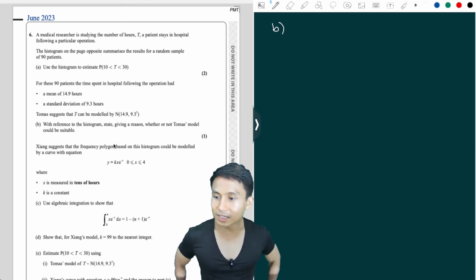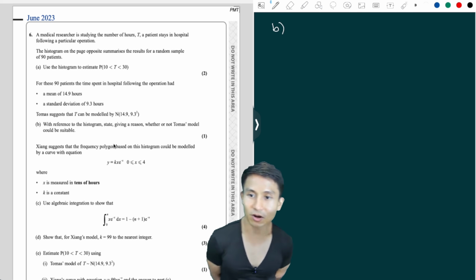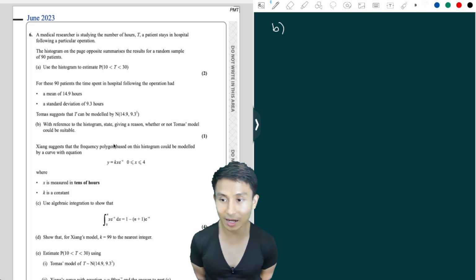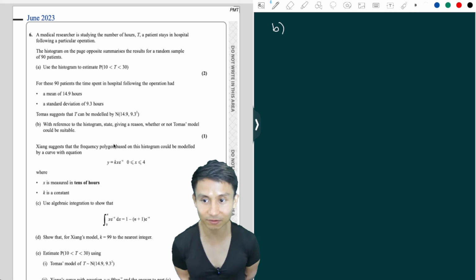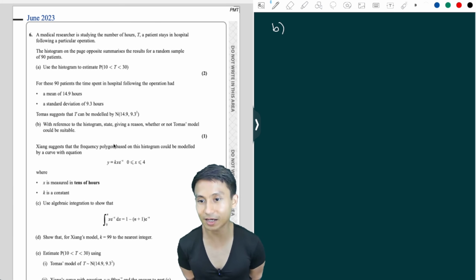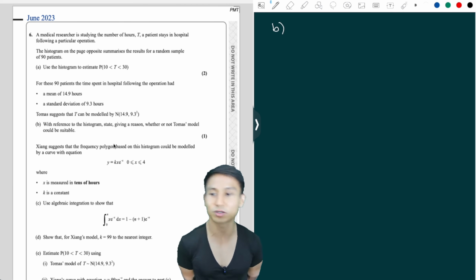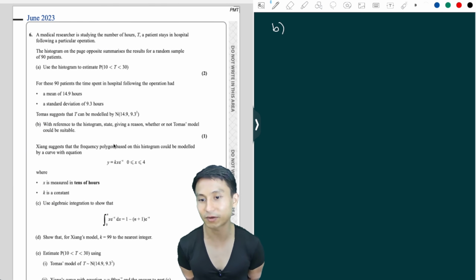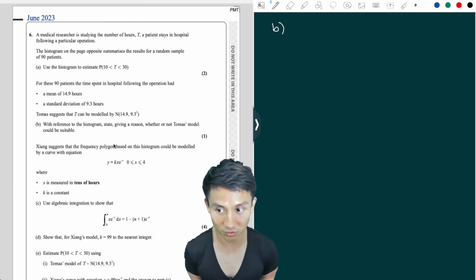Part B. For these 90 patients, the time spent in hospital following the operation had a mean of 14.9 hours and a standard deviation of 9.3 hours. Thomas suggests that T can be modeled as a normal distribution. With reference to the histogram, state, giving a reason, whether or not Thomas' model could be suitable.